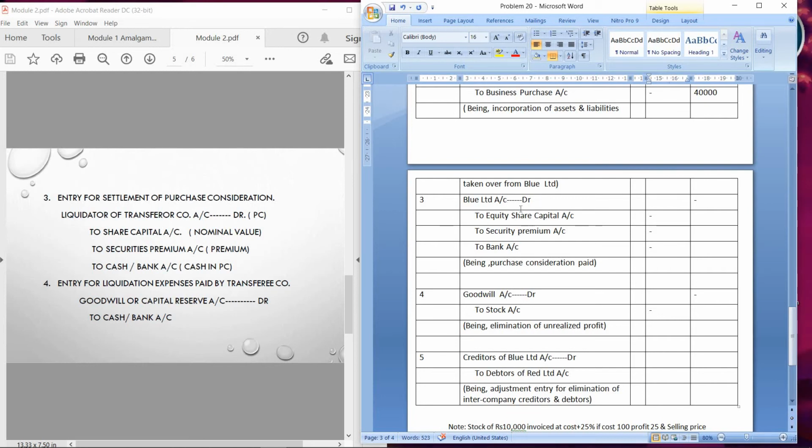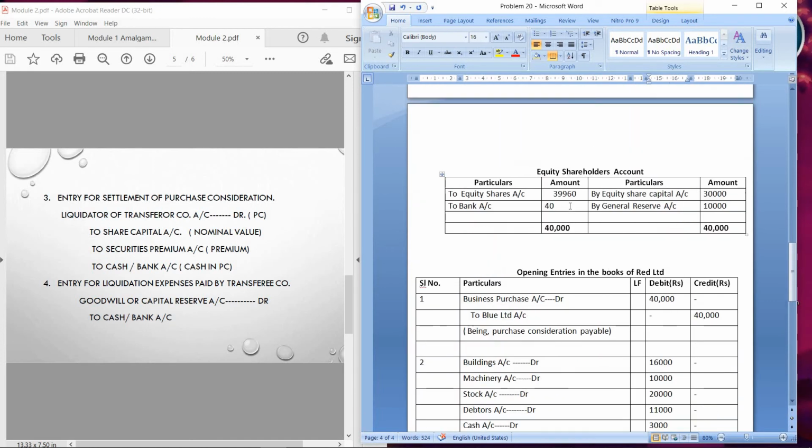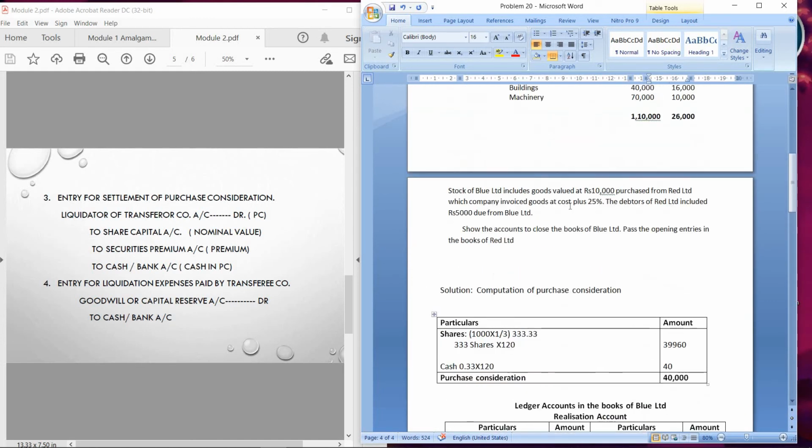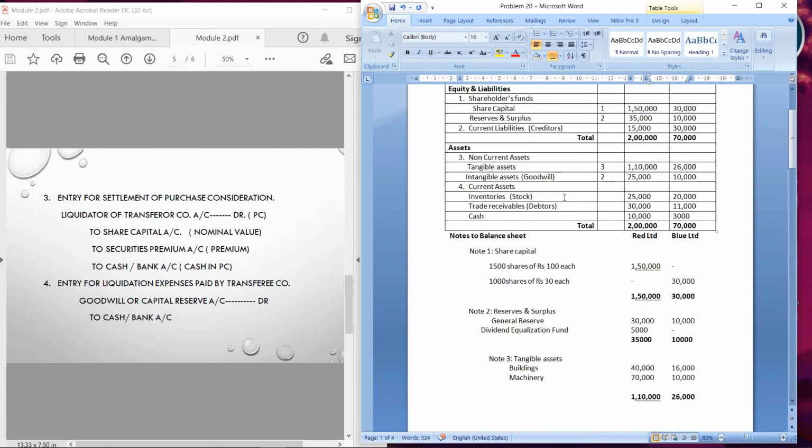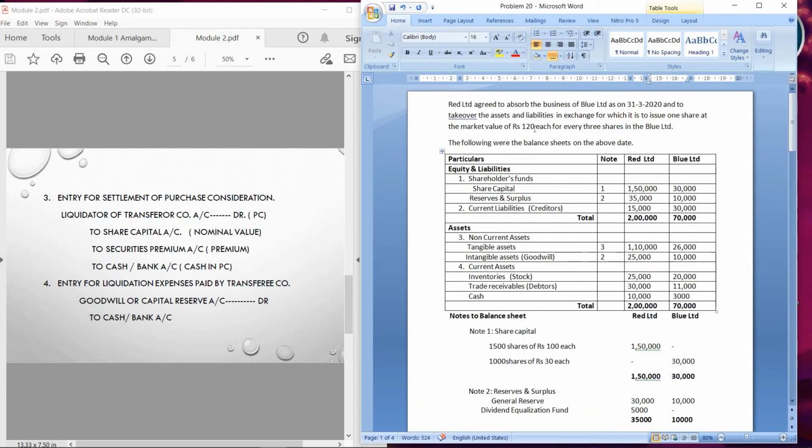Okay, so first we will take liquidator of transferor, that is Blue Limited account debit. Here we will take the entire amount of purchase consideration, that is 40,000, to equity share capital account. Now here we have to take nominal value of shares. So what is the nominal value of shares in Red Limited? Face value of shares is 100, but they are issued at a premium of 20. Okay, here you can see face value of share is 100, but they are issued at 120.